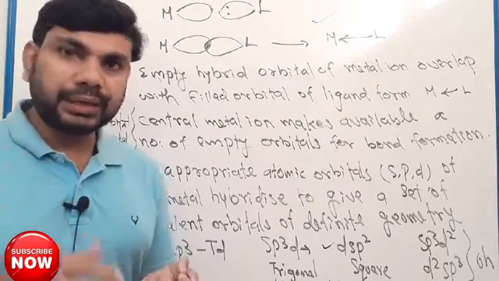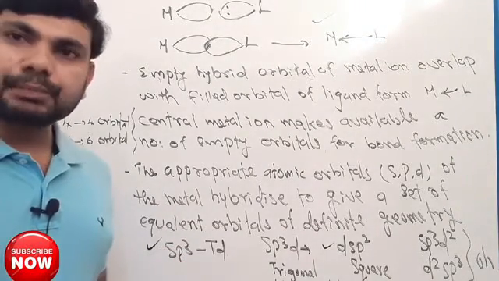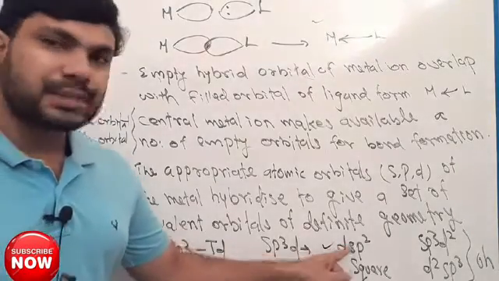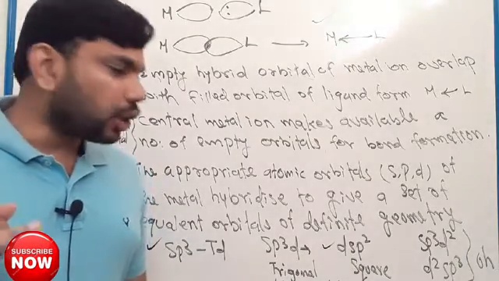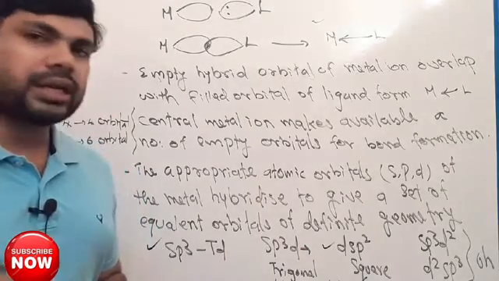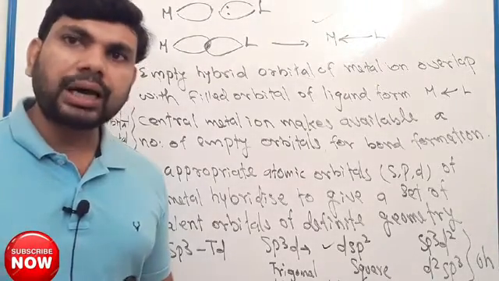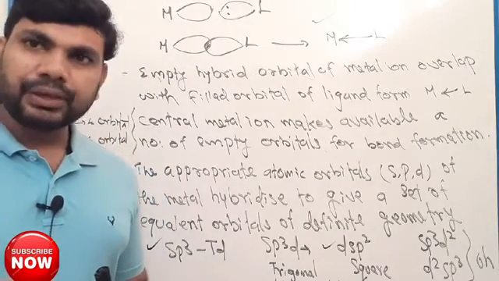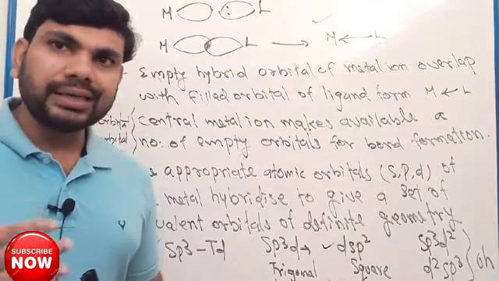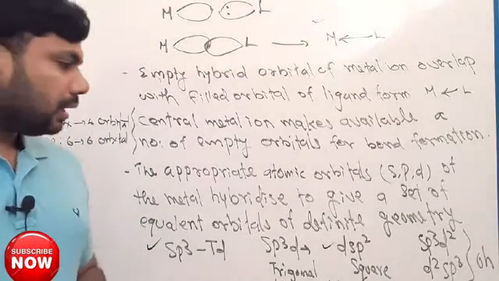Coordination number 4, sp3. Look here, one s orbital and three p orbitals, that is sp3, 4 orbitals. So coordination number 4. Also dsp2 has one d orbital, one s orbital and two p orbitals. dsp2 also has coordination number 4. So we know coordination number 4 forms tetrahedral and square planar: sp3 is tetrahedral and dsp2 is square planar.